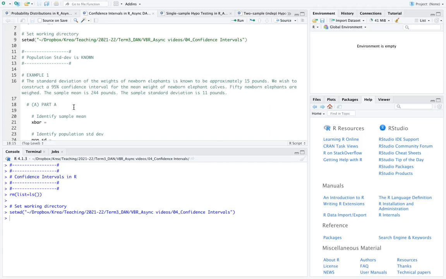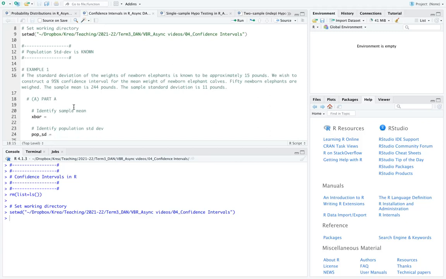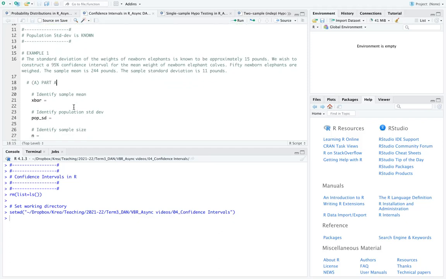I'll go over one example in each case, and I've also provided a couple of other examples here for you to try out, and I'll provide answers to the same here. So let's begin with the first question.